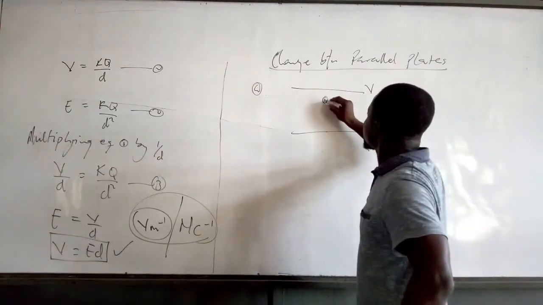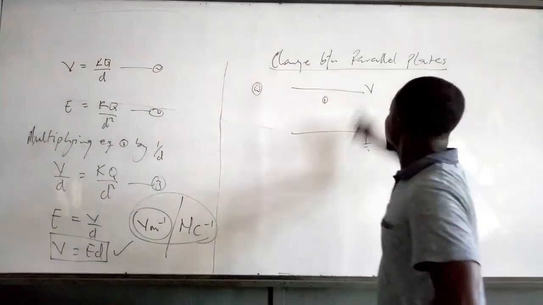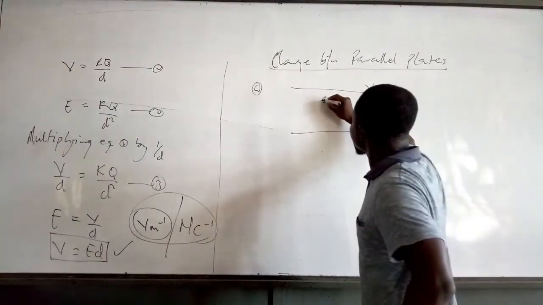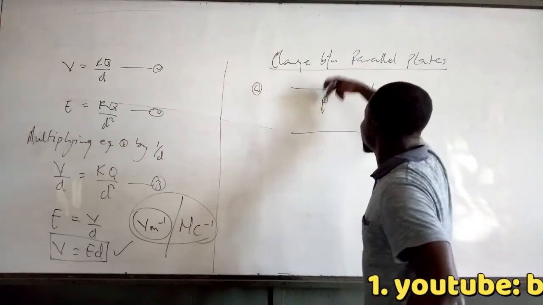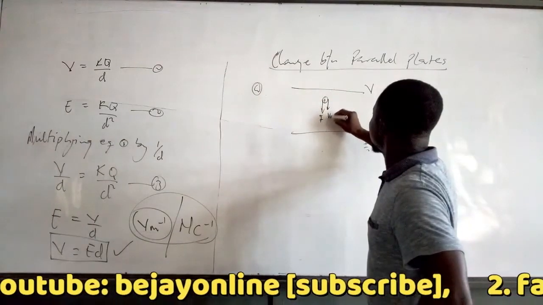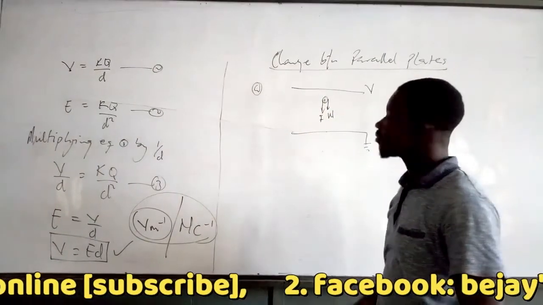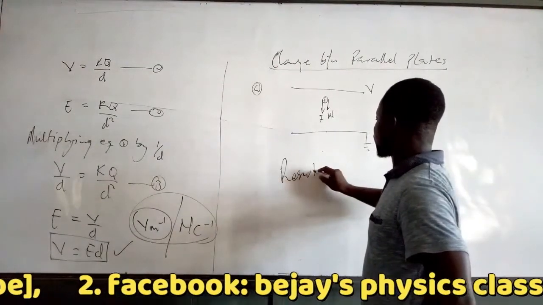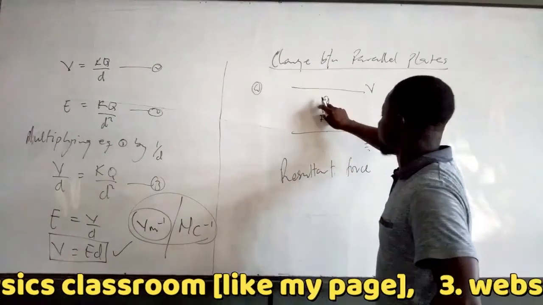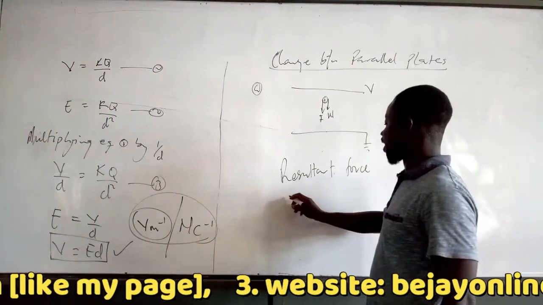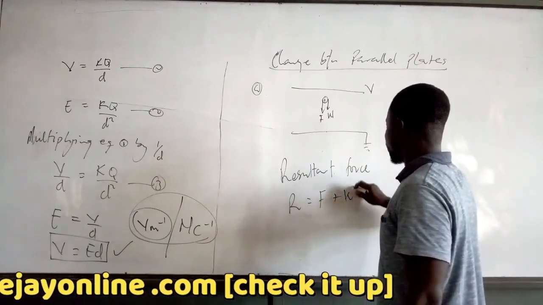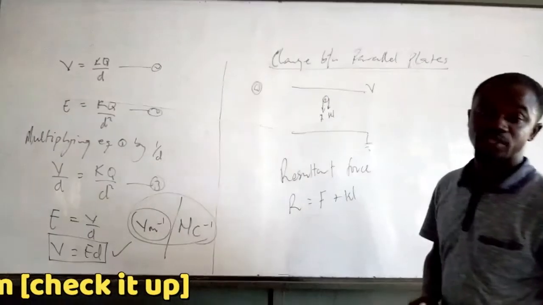Let's suppose that we place a positively charged body here. Because the voltage is positive, the top plate is positively charged, and this one too is positive. It means that the electrostatic force between this one and the charge will be downwards because there will be repulsion. So the electrostatic force will be downwards like this. And the weight of the charge will also be downwards like this. So therefore, the resultant force on this charged body is going to be given by R. Let R be the resultant force. R is equal to F plus W, because the two forces are in the same direction.